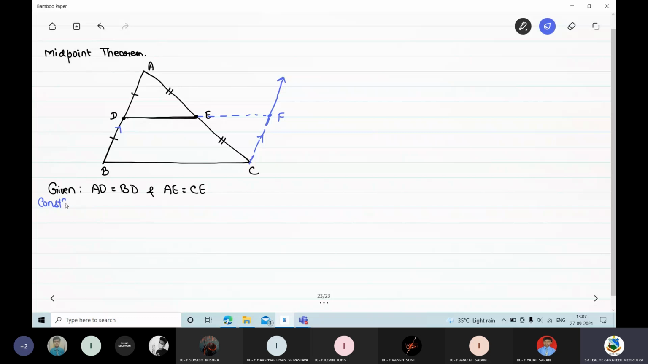So my construction says through C, draw a line CF parallel to AD to intersect DE produced at F. This is what we have done.